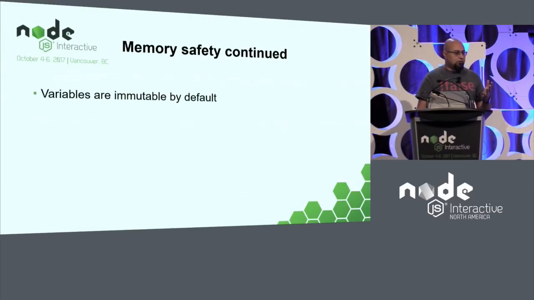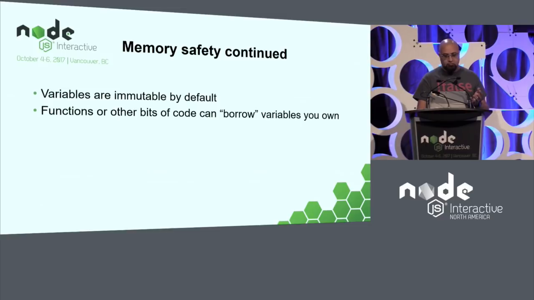Variables are immutable by default, which helps the compiler decide what I can do with this variable. I can mark something as mutable, but by default it's going to be immutable. I can loan you the variable, like I can loan you my car, right? You can look at it, you can't really do things to it, but you can do things with it.